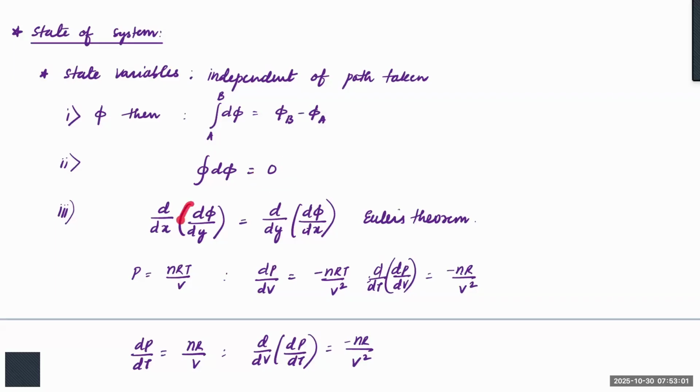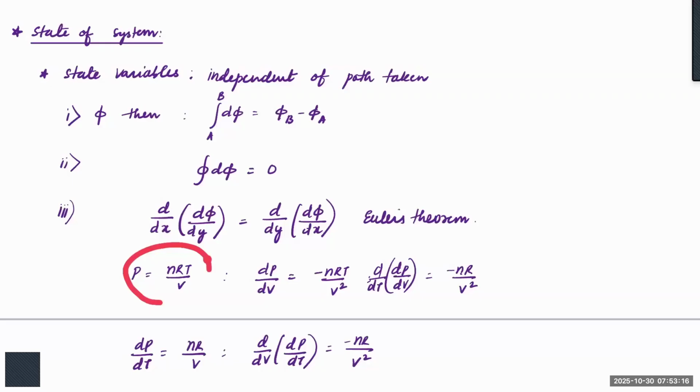Another way to use is Euler's equation or Euler's theorem, where you differentiate the psi with respect to one variable and then you differentiate that with the second variable. And those two variables can be interchanged and yet you'll get the same result.